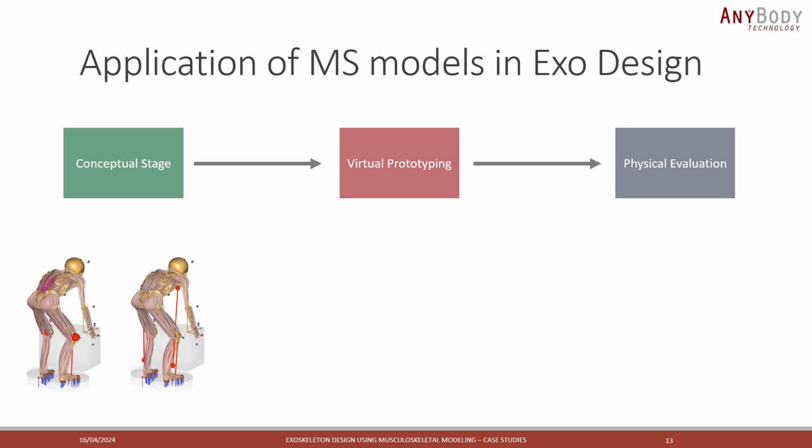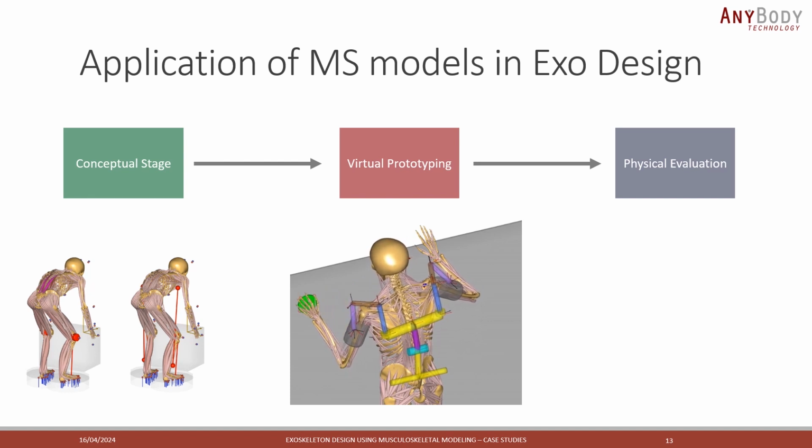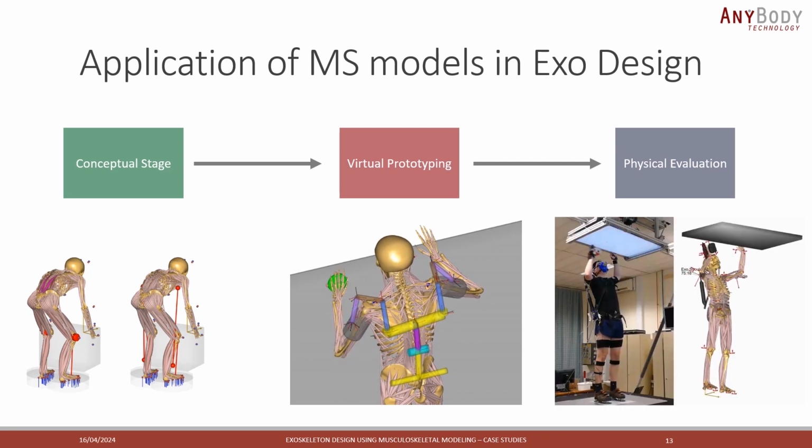The second stage is the virtual prototyping one, where a detailed digital model is created based on the exoskeleton concept. The final stage is the physical evaluation one, where a physical prototype of the device is built and tested in the lab or in the field, and the effects of the exoskeleton are measured using musculoskeletal models.